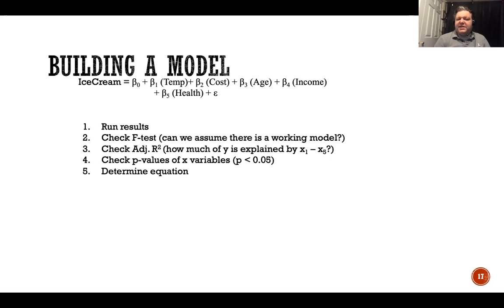The third thing is check the adjusted r squared value. In other words, how much of the y is explained by these independent variables? So how much of ice cream consumption per week is explained by these 5 variables? Number 4, check the p-values of the x variables. In other words, now I'm going to throw out some of these x values.